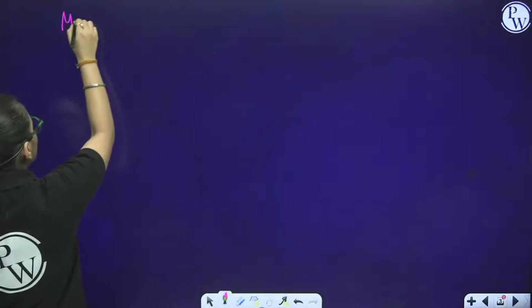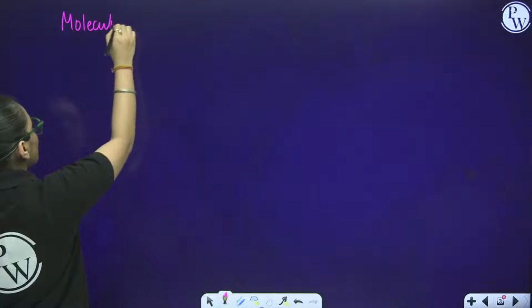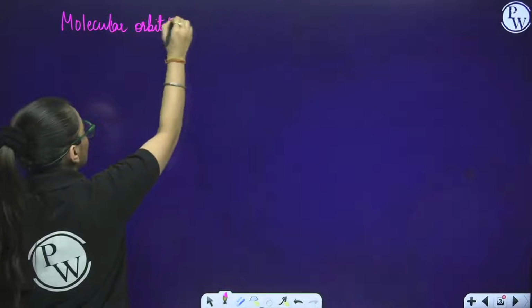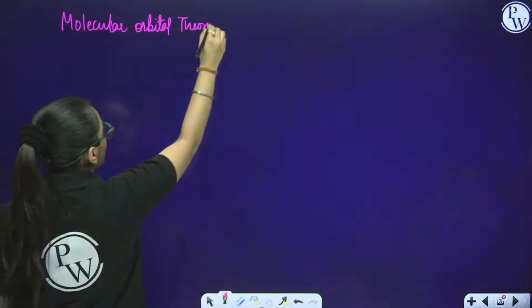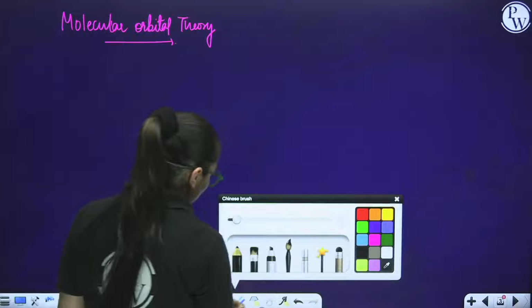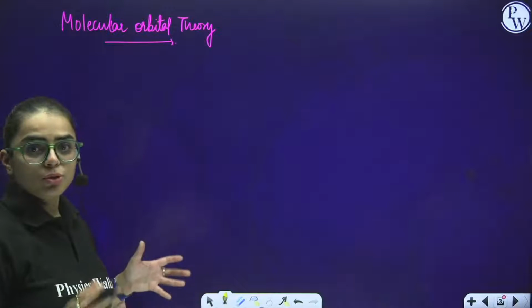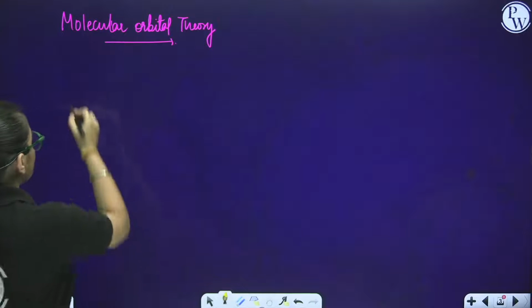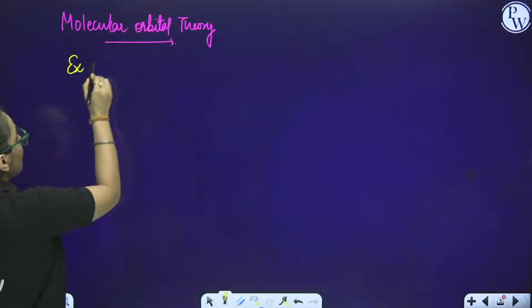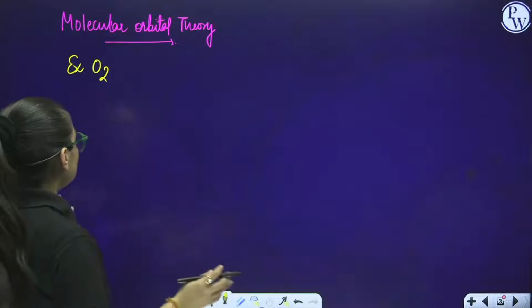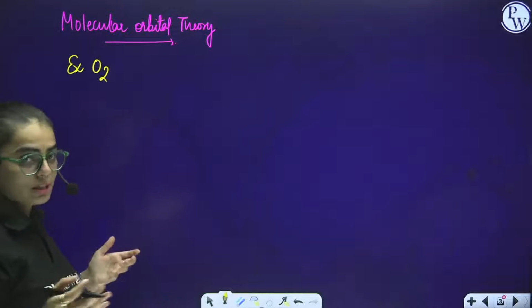Now we are going to start with the initial topic, that is molecular orbital theory. See, students, as per the molecular orbital theory, I have already explained the concept where we had electrons less than 14. Now let's take a case where you have electrons more than 14. An example I've given you is O2, and I have given you this as homework. So let's see whether your answer is matching mine or not.